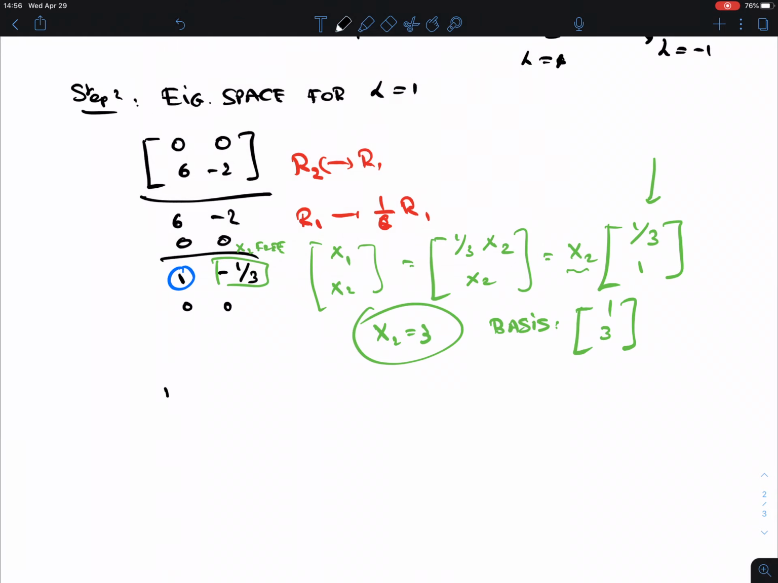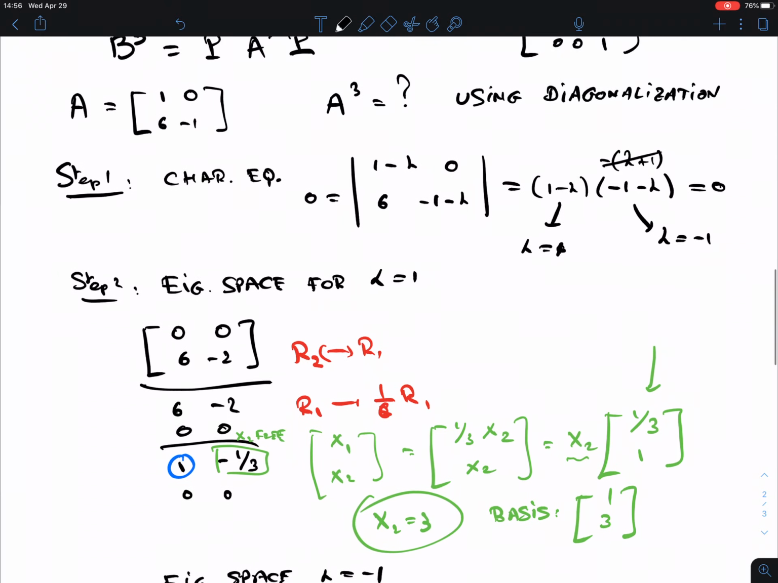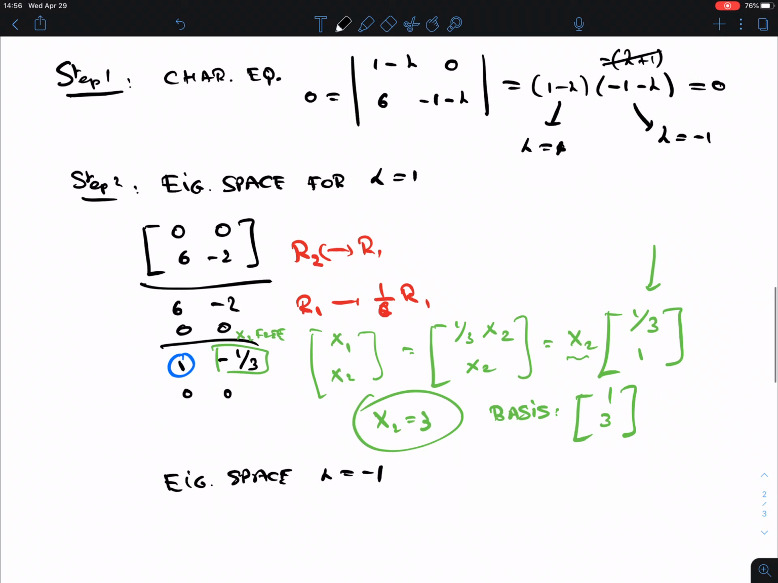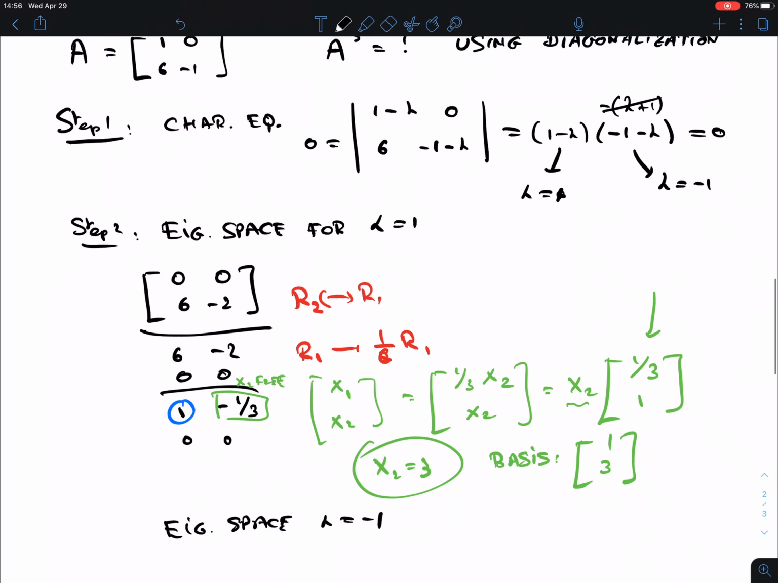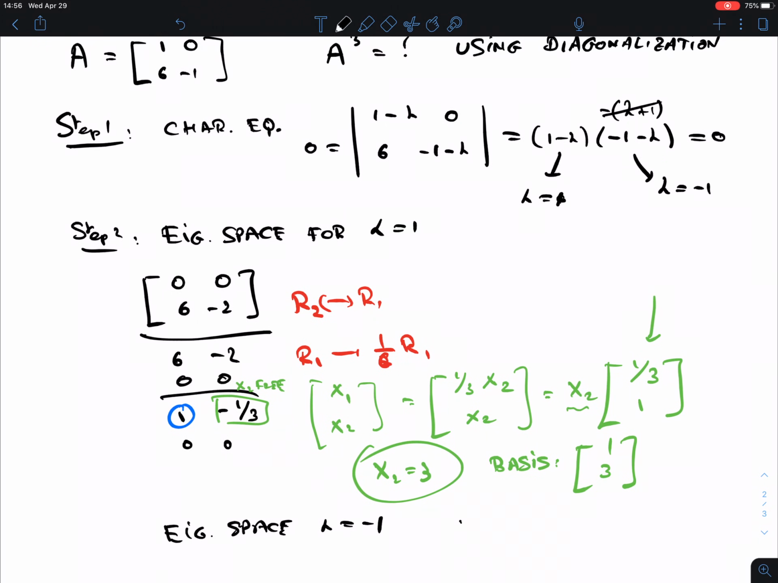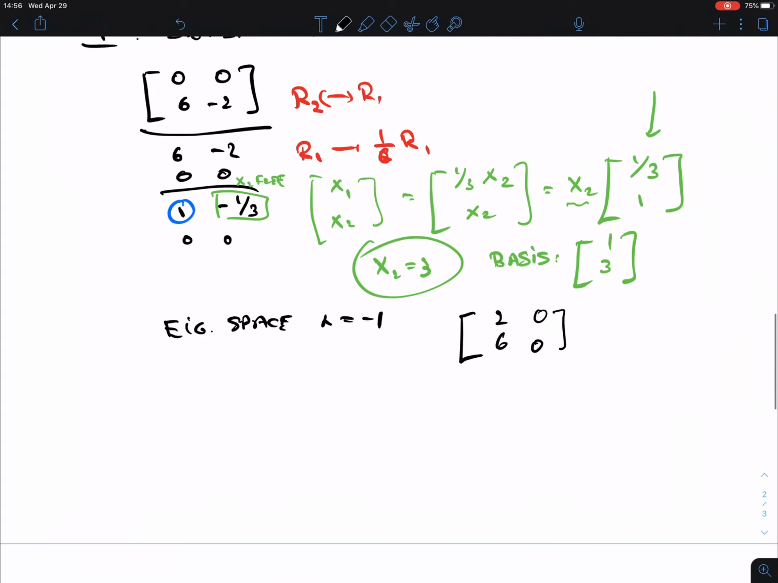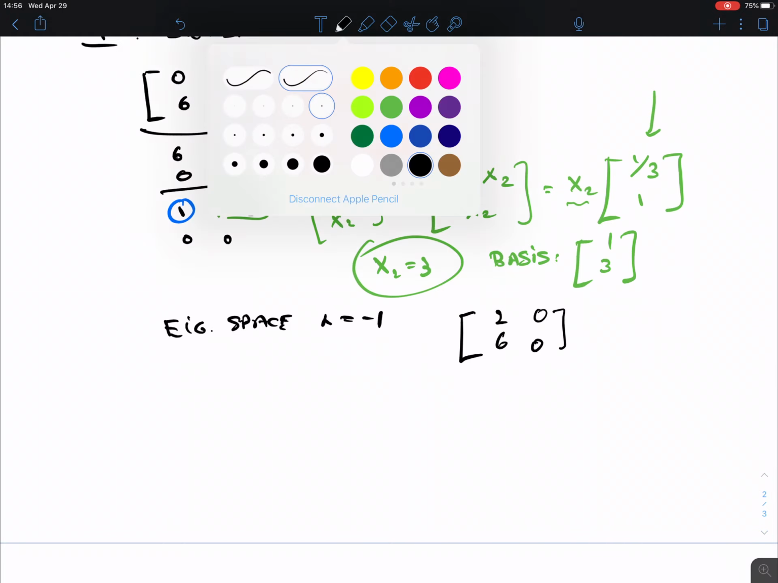What about the eigenspace for lambda equals -1? So now I have to subtract -1 from the diagonal. My A keeps disappearing here. So this is the matrix. I'm going to try to do it here. Subtract -1 from the diagonal. So I get a 2, 0, 6, 0. Okay, so this is even quicker to do.